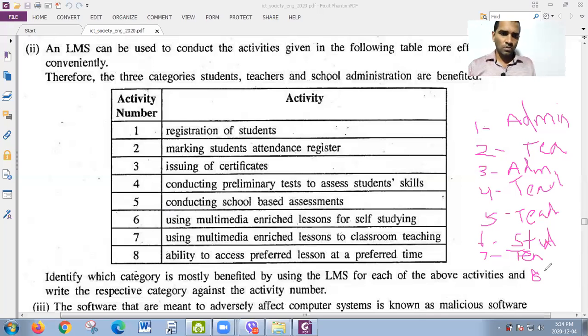Okay. So these are related to LMS, right? It's too easy. Since they are very easy, I skip it and go to the other question.